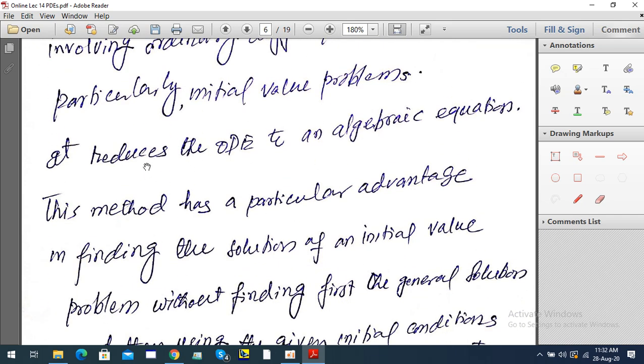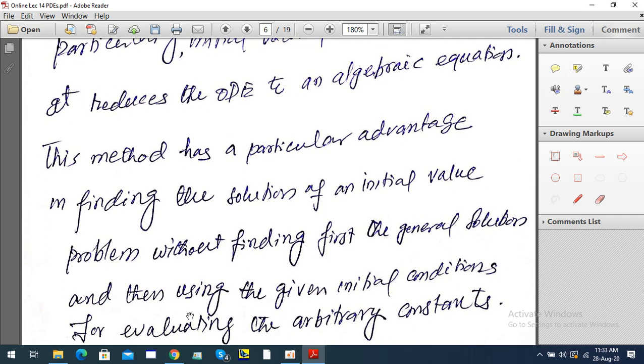And when you apply it, it reduces the ODE to an algebraic equation. The method has particular advantages in finding the solution of initial value problem without finding first the general solution and then using the given initial condition for evaluating the arbitrary constant.